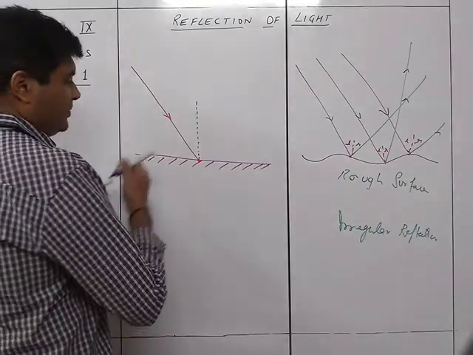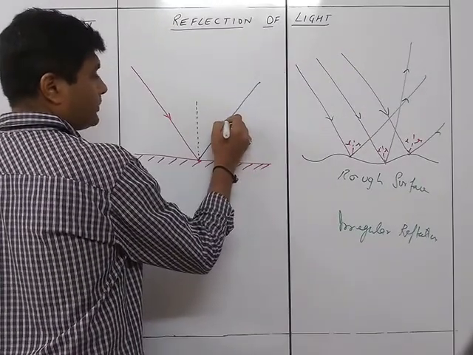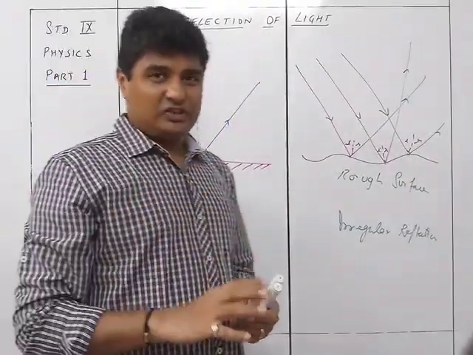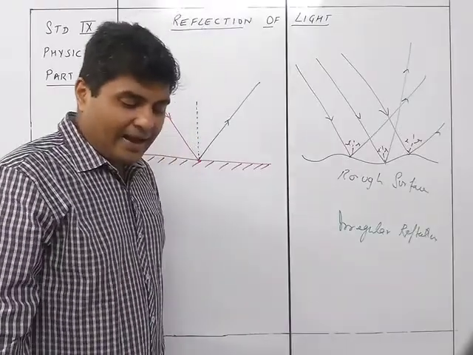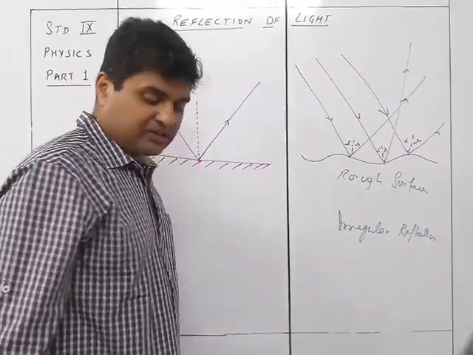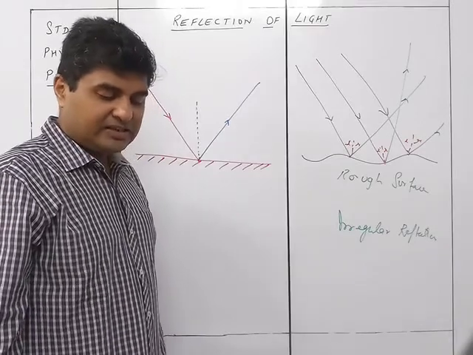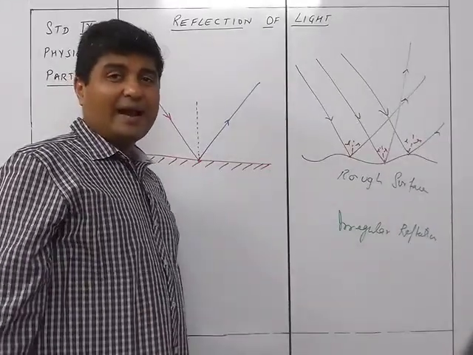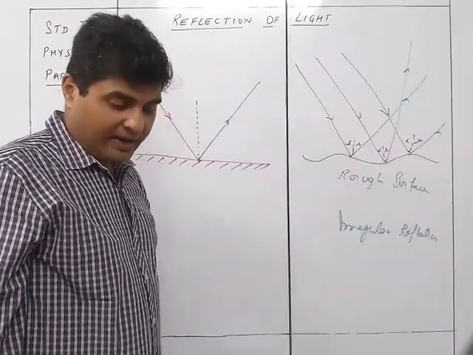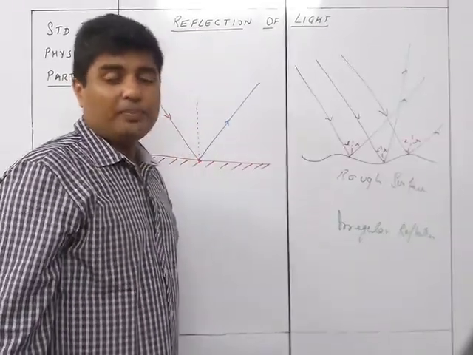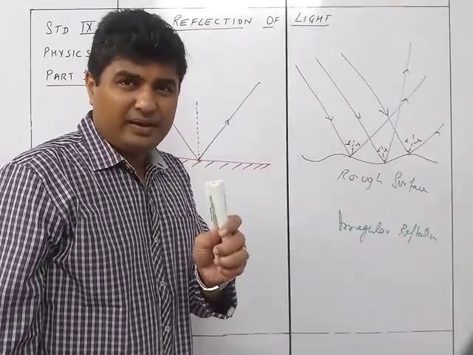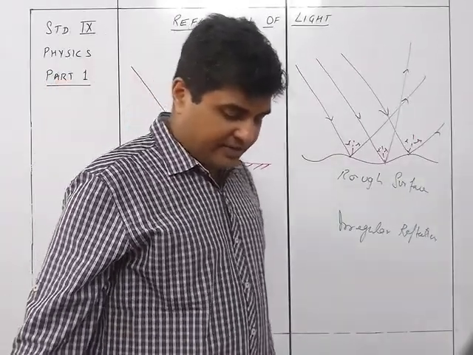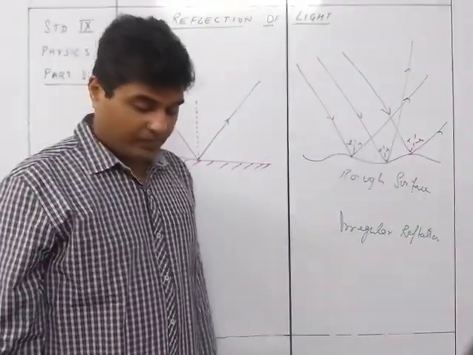So the reflected ray will be over here. The light ray obtained after reflection from the surface in the same medium in which the incident ray is traveling is called the reflected ray. So this is the reflected ray, the light ray obtained after reflection from the surface in the same medium. That's very important, that it should be in the same medium in which the incident ray is traveling.